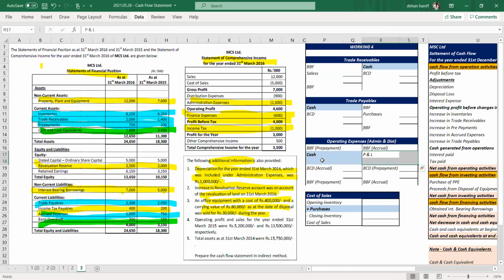Right. So here one more thing. Now we need to find out the cash payment. Therefore, depreciation should be deducted. Or you can deduct the depreciation here, without depreciation.